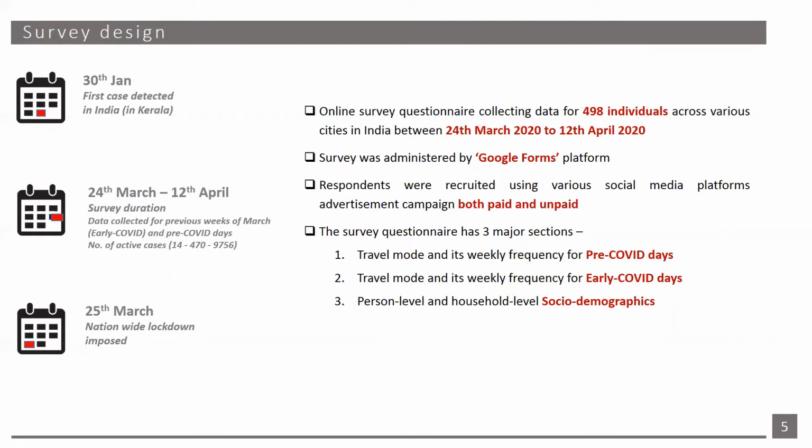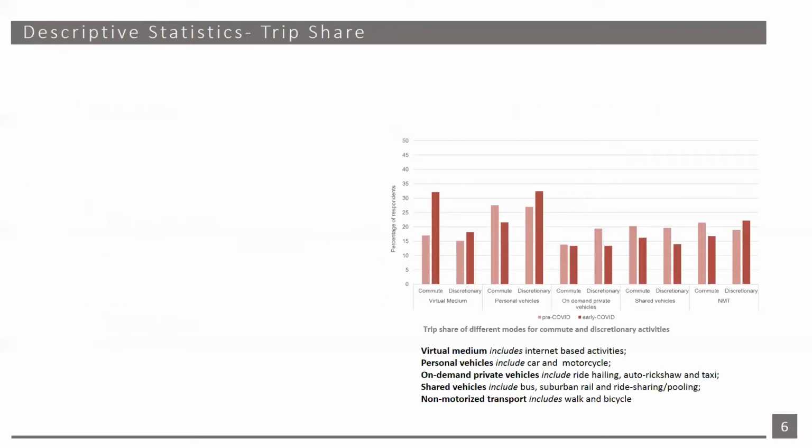Talking about the survey questionnaire, it has three major sections. The first two collect information about travel mode and its weekly frequency for pre-COVID and early COVID dates. And the third one asks people for personal level and household level sociodemographic information. We did two types of descriptive analysis. The first one being modal shift, and the second one being inertia, which I'll be discussing later.